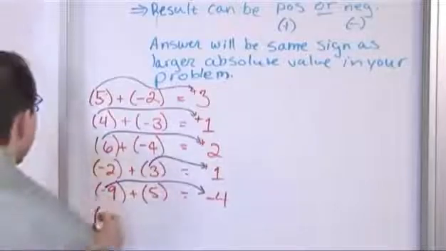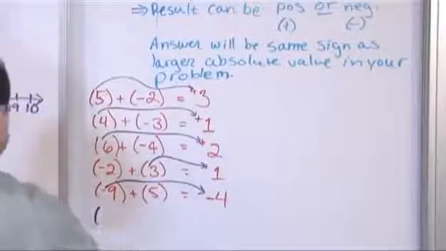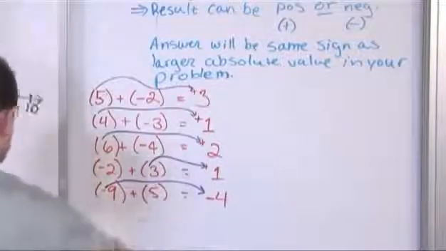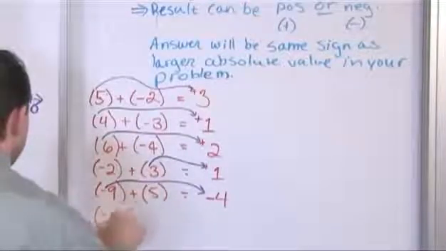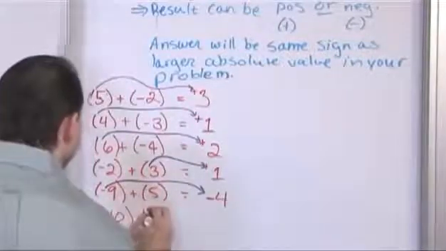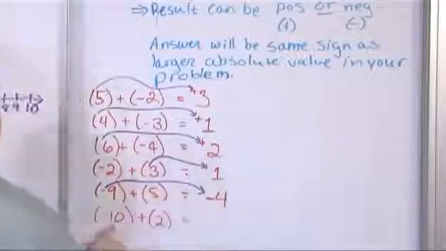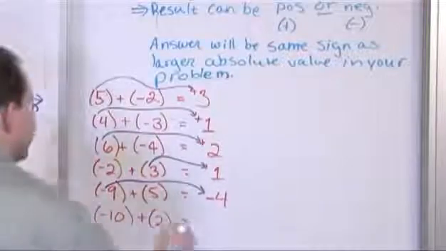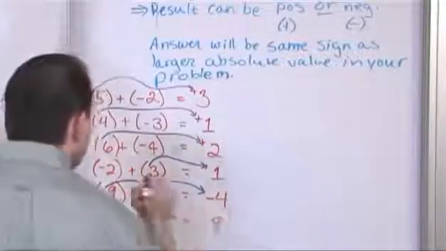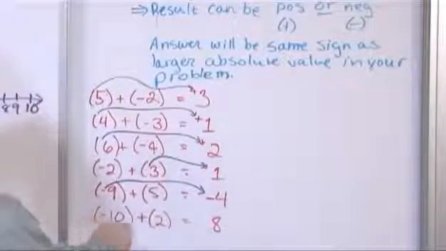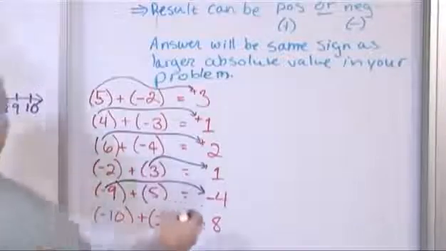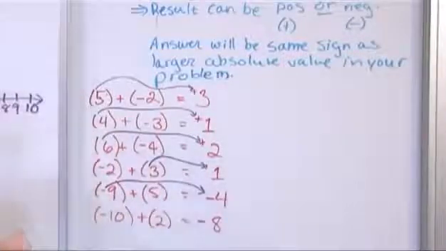Let's do one more, and then we'll draw a couple of pictures. Let's say we had negative 10 plus 2. So we have negative plus positive, so we subtract the numbers. 10 minus 2 is 8. And the larger of these two numbers is the 10 absolute value-wise, so the answer is going to be negative. So you see, it's consistent.